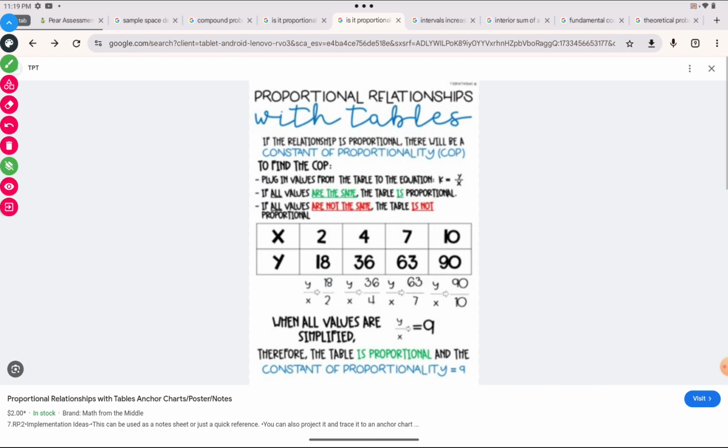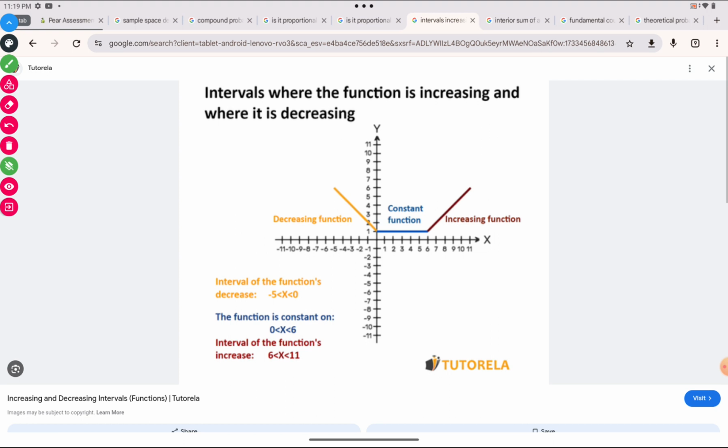All right, moving on to intervals. As you can see, there are basically three different types of intervals. This first one in the yellow is decreasing. In the blue, this one is constant, or staying still, or leveled. And here in the red or the maroon, that one is increasing, as you can see.